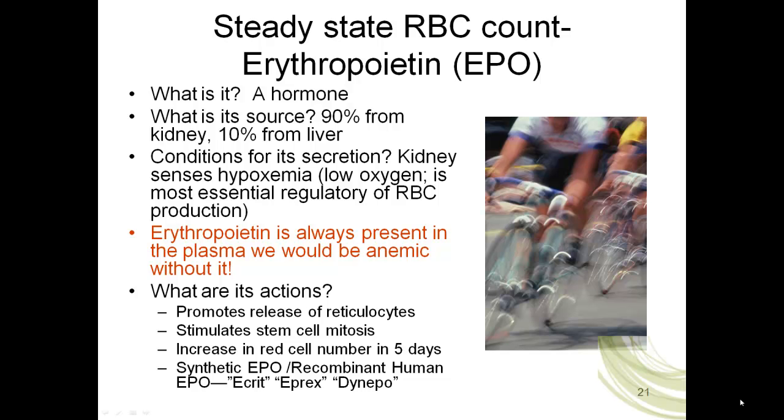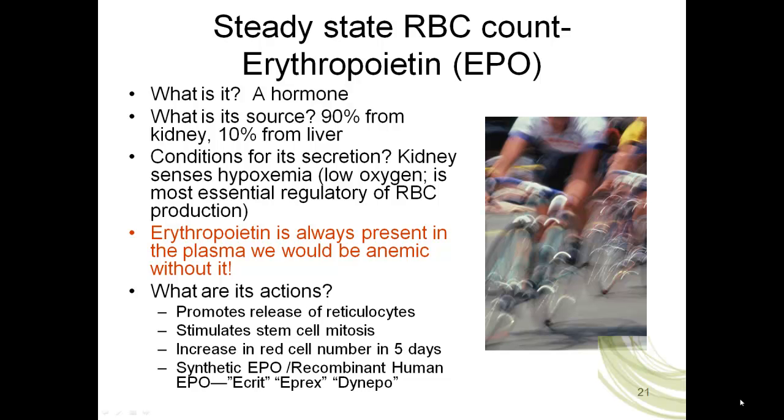So when someone blood dopes, one way to do that is by injecting synthetic erythropoietin. Well, we now have the way to make recombinant human erythropoietin, which means in the athletic world, it would be easy for someone to blood dope with that, and it would not be detected by a typical drug screen.